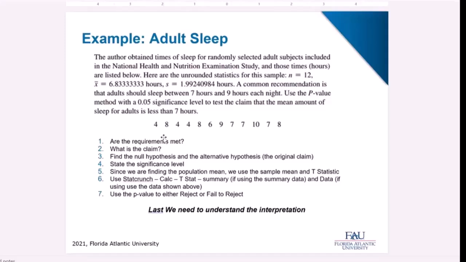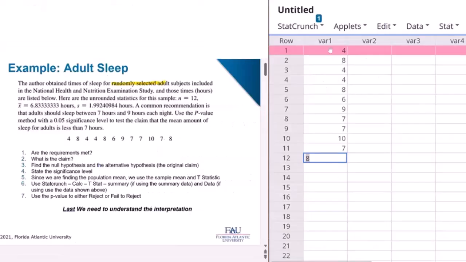First, do we meet the requirements? What were the requirements? One of them is that it has to be from a random sample, randomly selected adults. We have to have either N greater than 30, and I only have a sample of 12, or it's from a normally distributed population. The other requirement is going to come from the data.